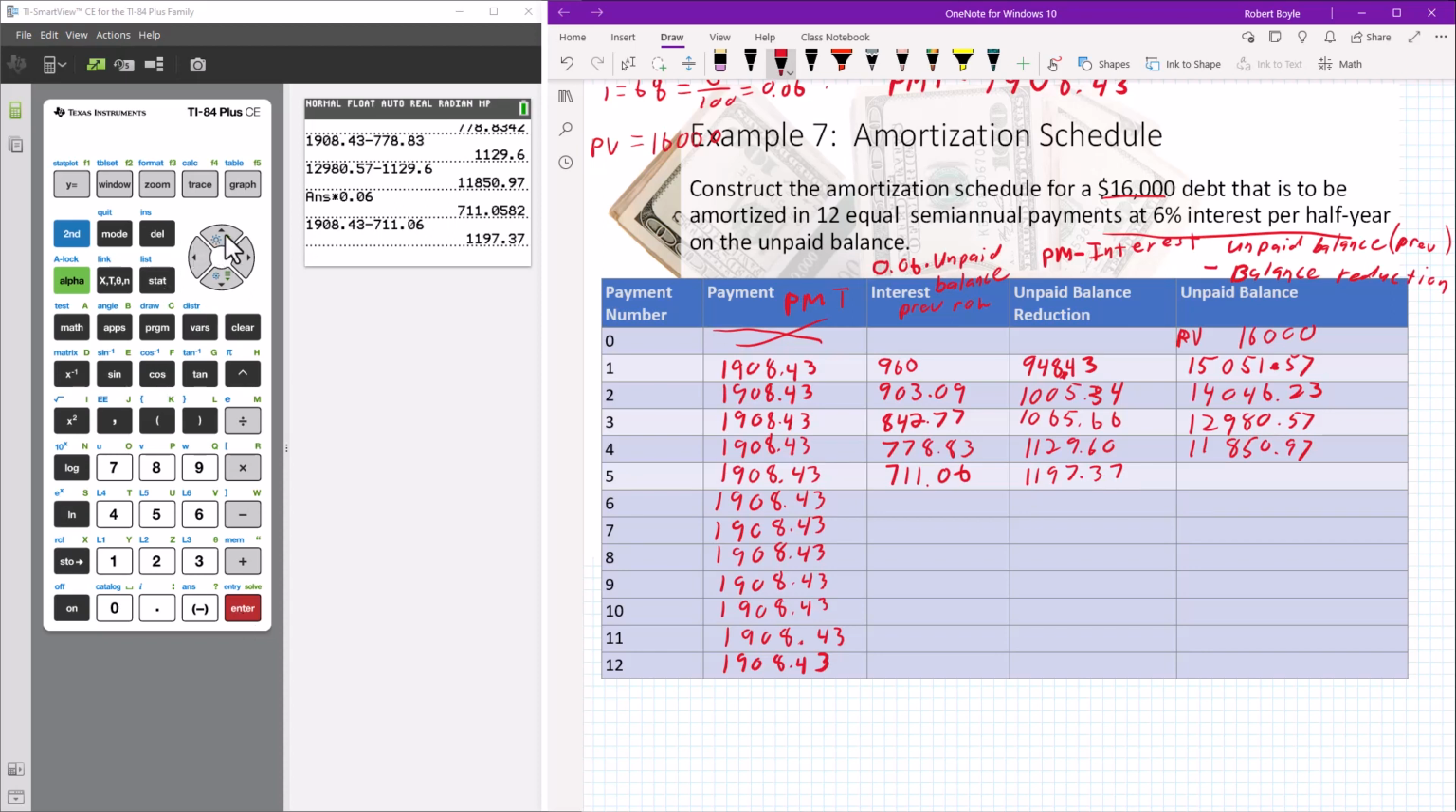And then our new balance will be our previous balance minus the reduction, and we are about ready to break 10,000. We got $10,653.60. Okay, multiply that by 0.06.